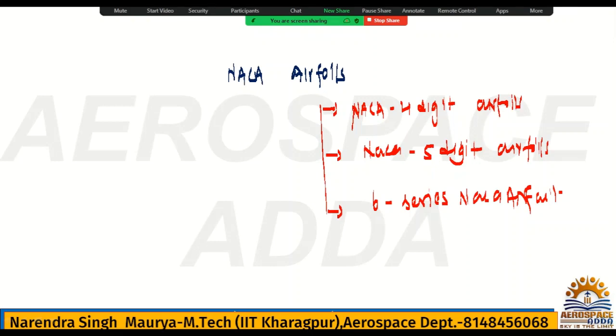All right. So there are some specifications for all the types. For 4 digit there is one specification. Similarly for the 5 digit we have one specification. Then for 6 digit we have one specification. So for all types of the airfoil we have a special significance. There are significant parameters for 4 digit, 5 digit and 6 series, or 6 digit also you can call it. Fine. Now, one by one we'll see.